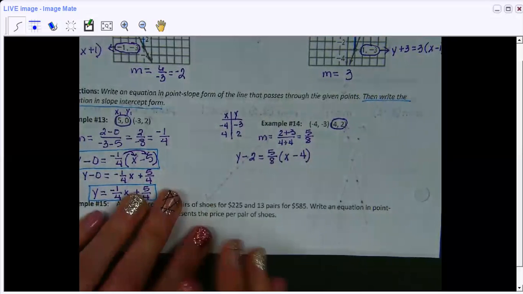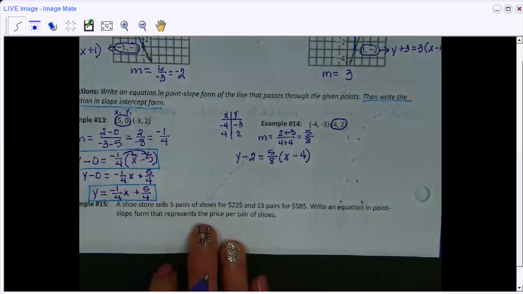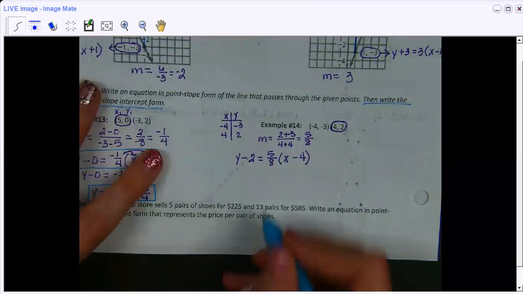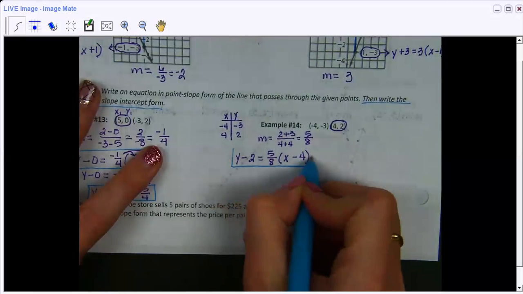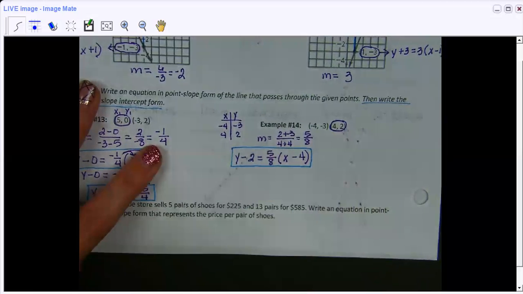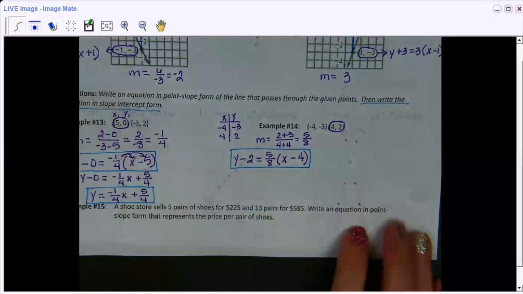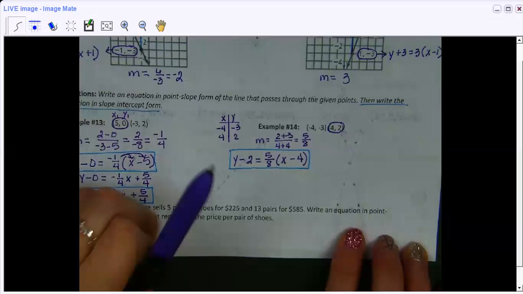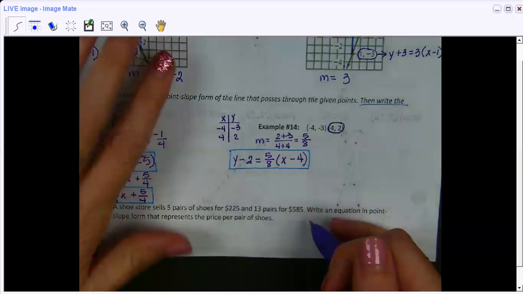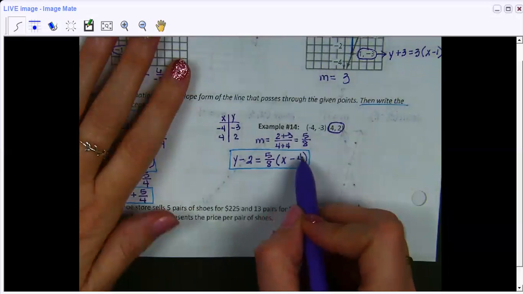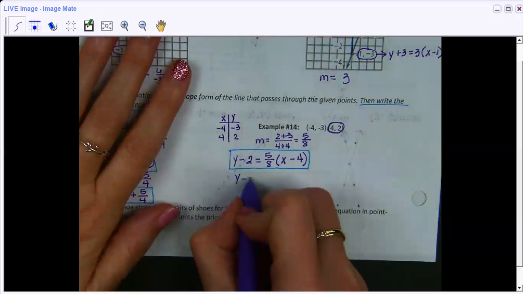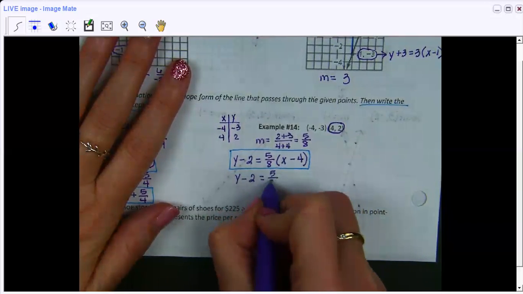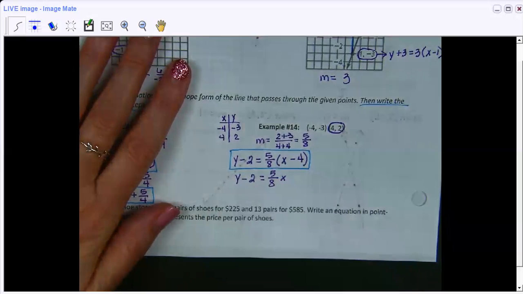Okay, and here's your point slope formula. So that's the first part of your answer. But we need to turn it into slope intercept. Now, just a warning, you're going to end up with fractions, and that's why I said that you really need to know how to work with fractions on this. So I'm going to start simplifying this by distributing my 5/8. So I have y minus 2 equals 5/8 times x is 5/8 x. And then 5/8 times negative 4.